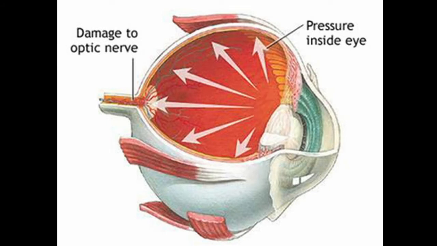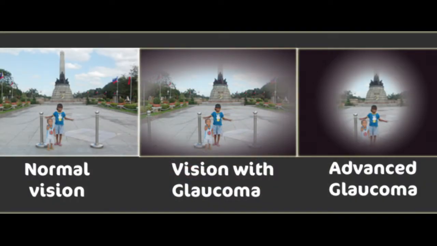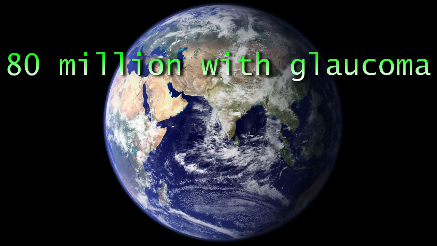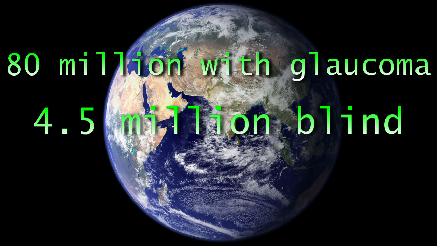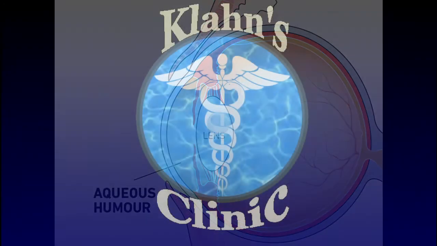Complications of glaucoma are minimal but severe. If glaucoma is not treated, you will progress from tunnel vision to complete blindness. In fact, glaucoma is the leading cause of blindness worldwide, with a projected 80 million suffering from glaucoma and 4.5 million going blind because of it by 2020. In conclusion, this kind of humor isn't too funny. That's all I have for glaucoma.